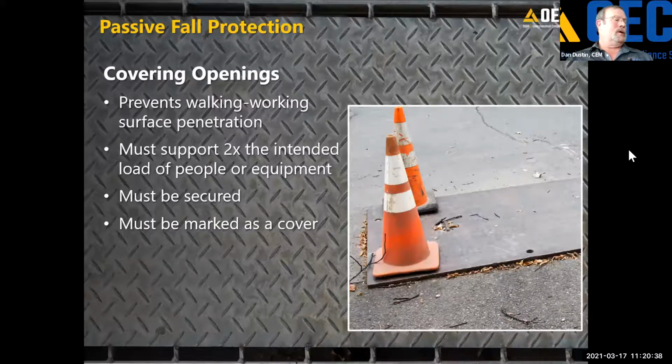Okay, again, passive fall protection systems. When I have openings in the floor, I have to prevent surface penetration by the work that's going on above. When I am looking at how I'm going to cover these holes, keep in mind that I have to have something that's designed to support twice the intended load of people or equipment. So in this case, you can see that they have a piece of steel plate, what we call trench plate. Obviously, they're anticipating a heavy load.